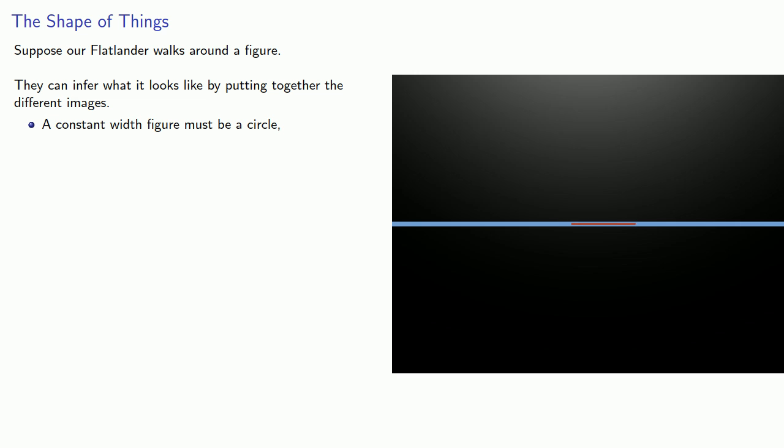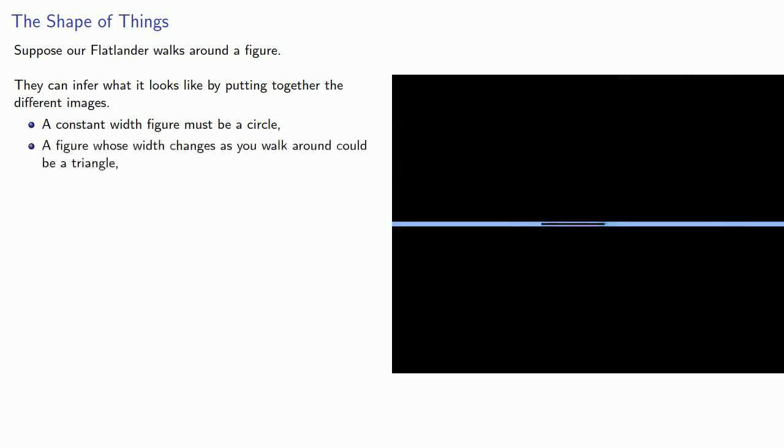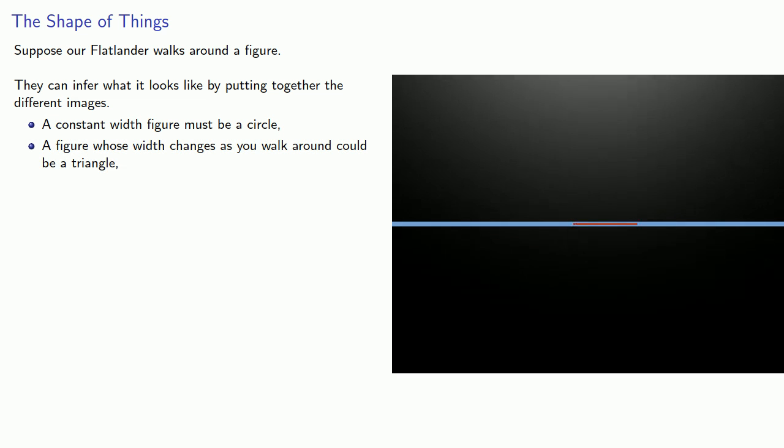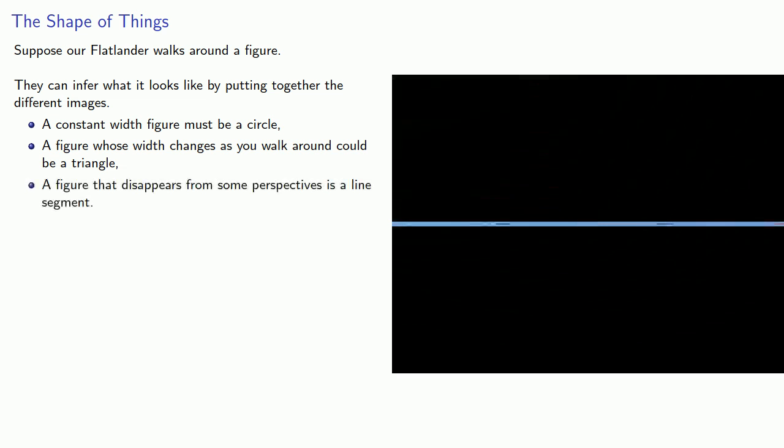On the other hand, a figure whose width changes as you walk around it, well, that could be some sort of triangle or some other polygon potentially. And, well, this one's odd because it disappears completely from certain perspectives. And the only thing that can do that, well, that must be some sort of line segment because if you look at it along an endpoint, it has no width.